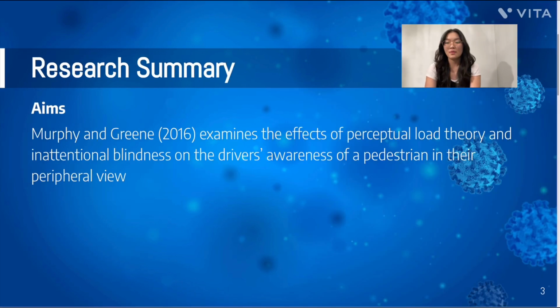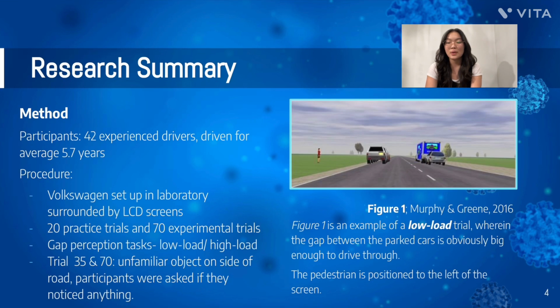The experiment by Murphy and Green attempts to examine the effects of perceptual load theory and inattentional blindness on the driver's awareness of a pedestrian in their peripheral view. For this experiment, 42 experienced drivers were recruited, with all participants having been driving for an average of 5.7 years with a standard deviation of 4.8. Individuals were required to participate in an experimental drive, where they were given access to vehicle controls such as gears, pedals, and speedometers.